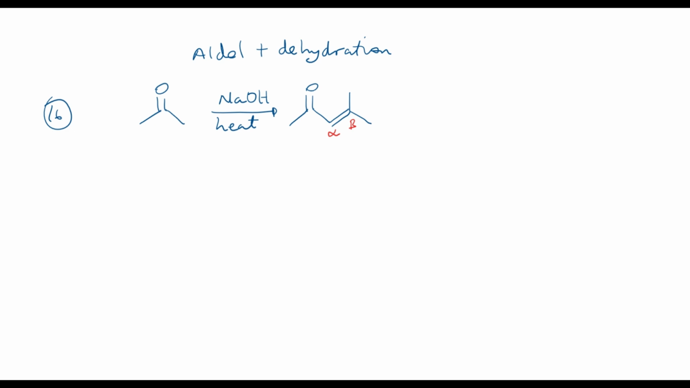So to start drawing this mechanism, I need to figure out what the starting materials will be. Right? In an aldol condensation, two ketones, or two aldehydes, or an aldehyde and a ketone will react under basic conditions to form the aldol product. It could also react under acidic conditions, but in this case, what we have is a basic condition. So what are my starting materials going to be? One, I know I have this ketone.